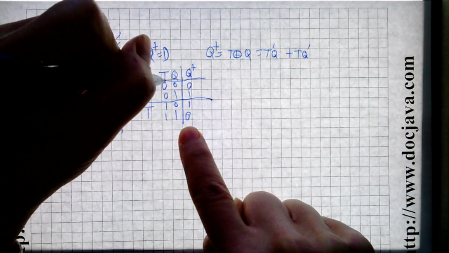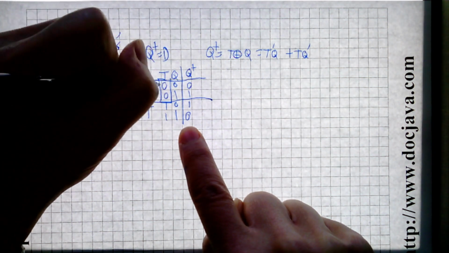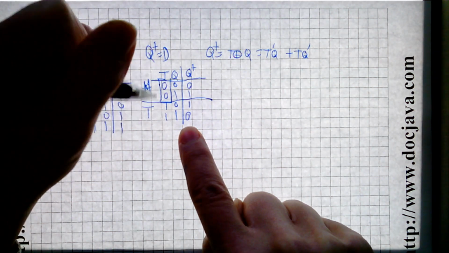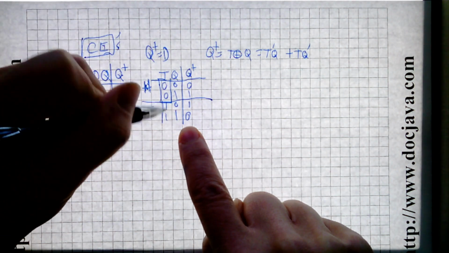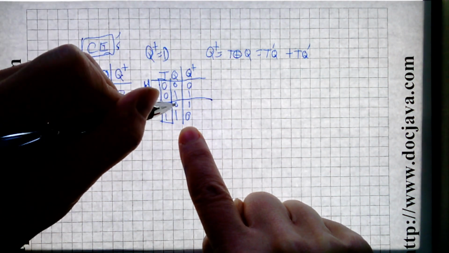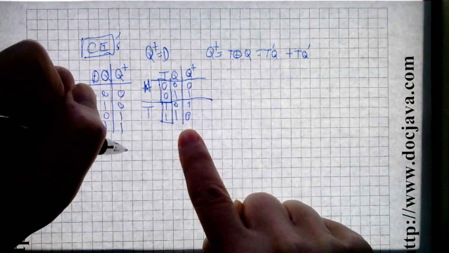Toggle flip-flops behave in the following way. When there's a 0 on input to the toggle flip-flop, it does not toggle. It just goes into a hold state. But when there is a 1 on input into the toggle flip-flop, it causes its state to toggle. So if it starts in state 0, it goes to state 1. If it starts in state 1, it goes to state 0.